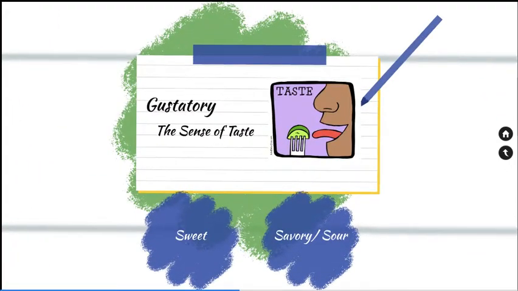Gustatory is an individual's sense of taste. What is interesting about taste is that different types of tastes are processed by our brains differently. This is relevant to sensory regulation because some tastes help us to feel calm, while others help us to feel more alert.